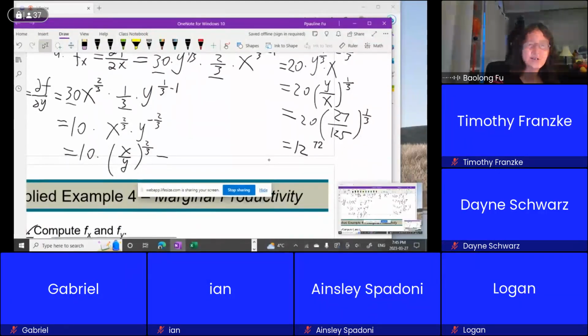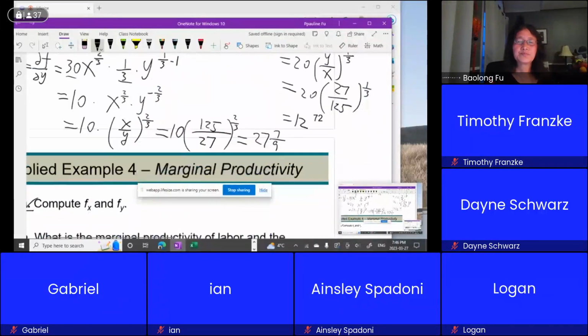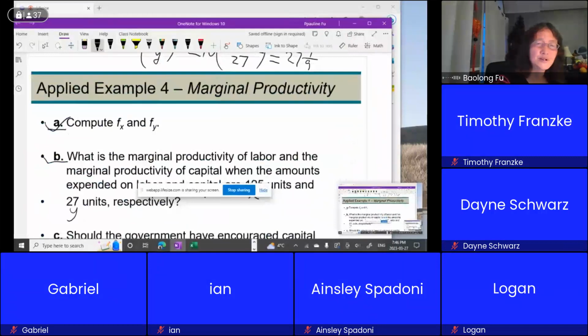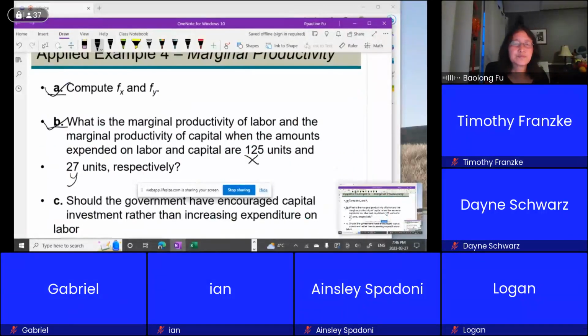And again, when x equals 125, y equals 27, what is this number? So this number is 27, then 7/9. Okay, so we finish part B.